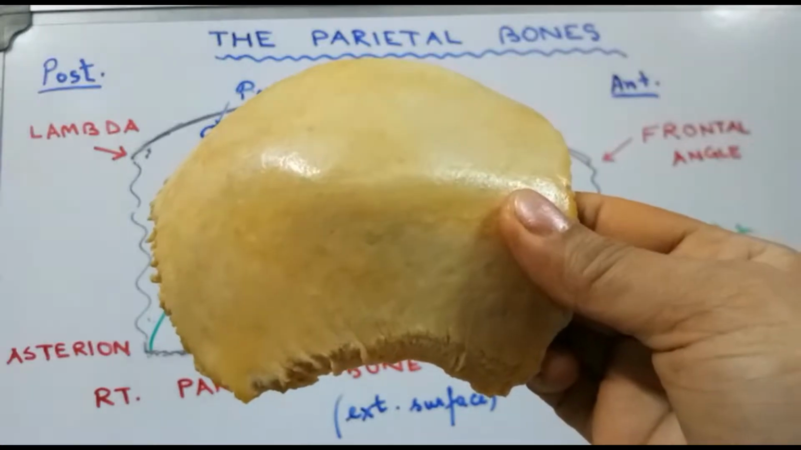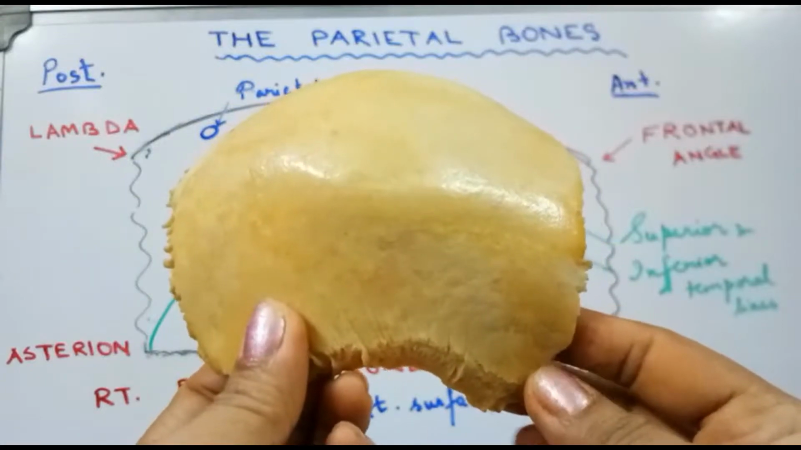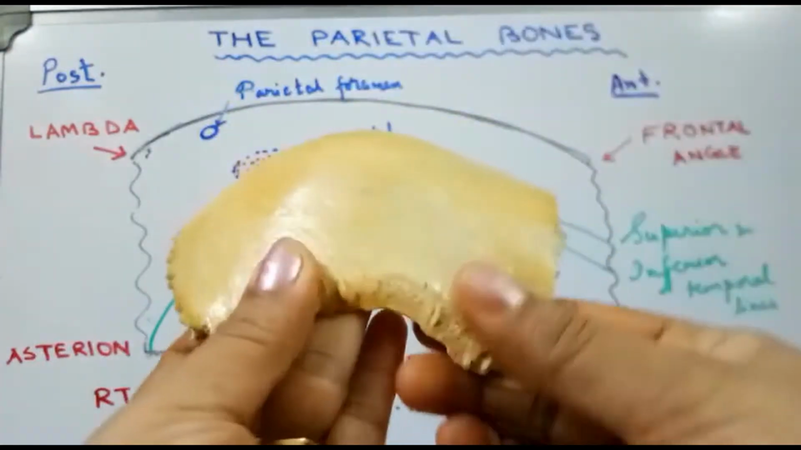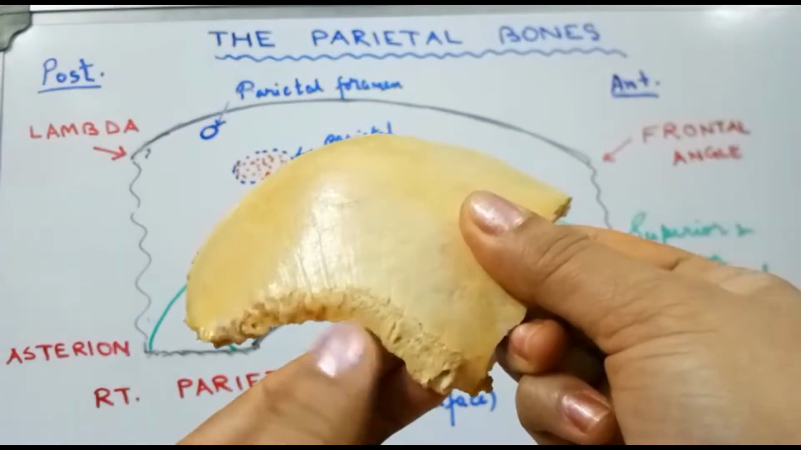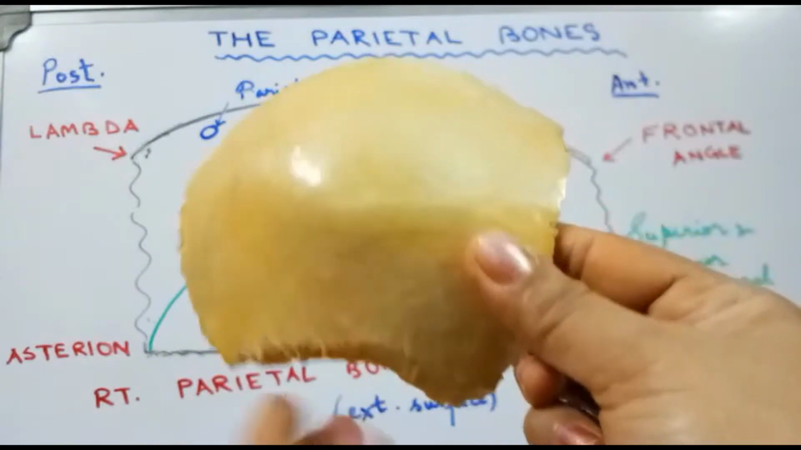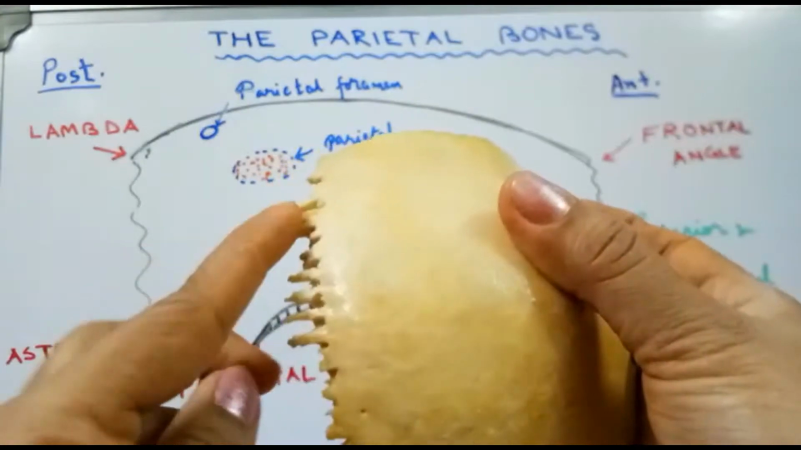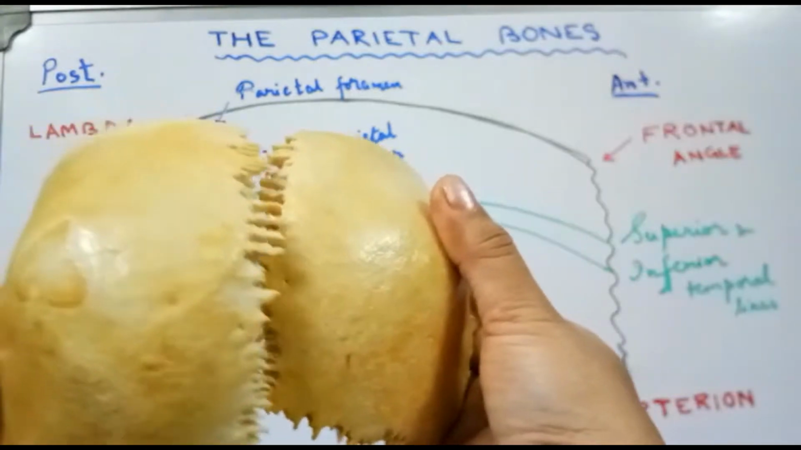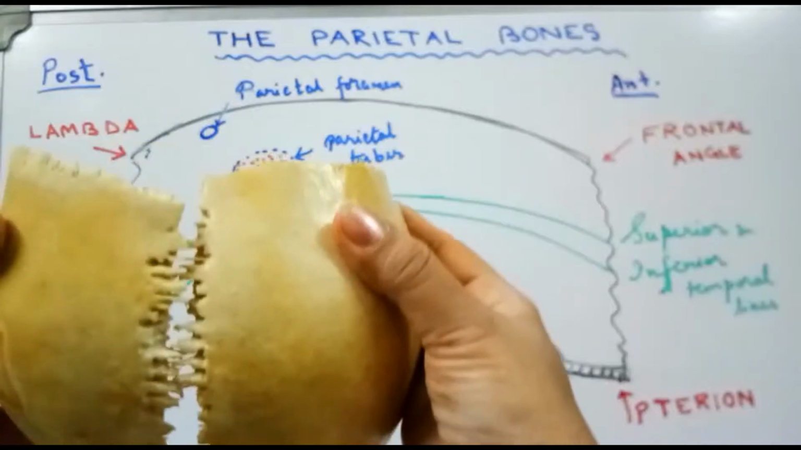Now let us learn about the articulation of this parietal bone. This parietal bone belongs to the right side. It has this anterior border, posterior border, this is the superior border, and this is the inferior border. This inferior border, you can see, is beveled. That is, the outer table and inner table are not present at the same level. So this is the inferior border. This is the superior border. You can see the margin is serrated. This serrated margin will articulate with the parietal bone of the opposite side to form the sagittal suture.